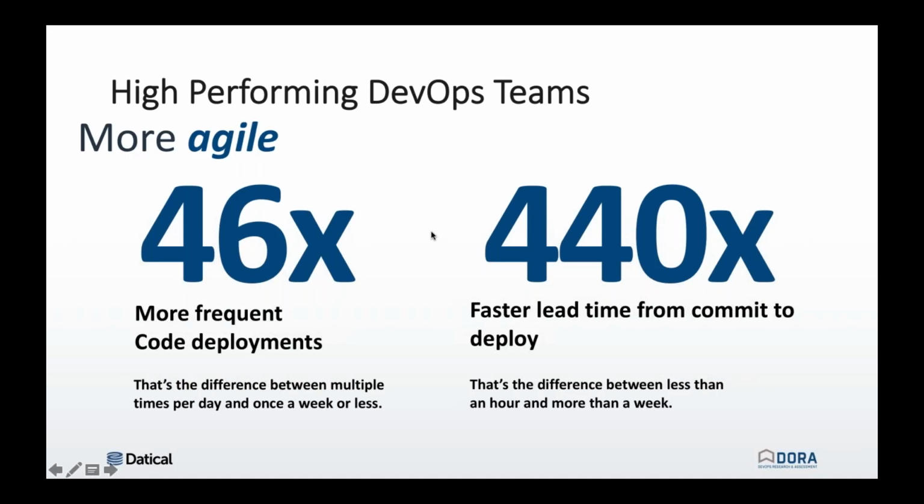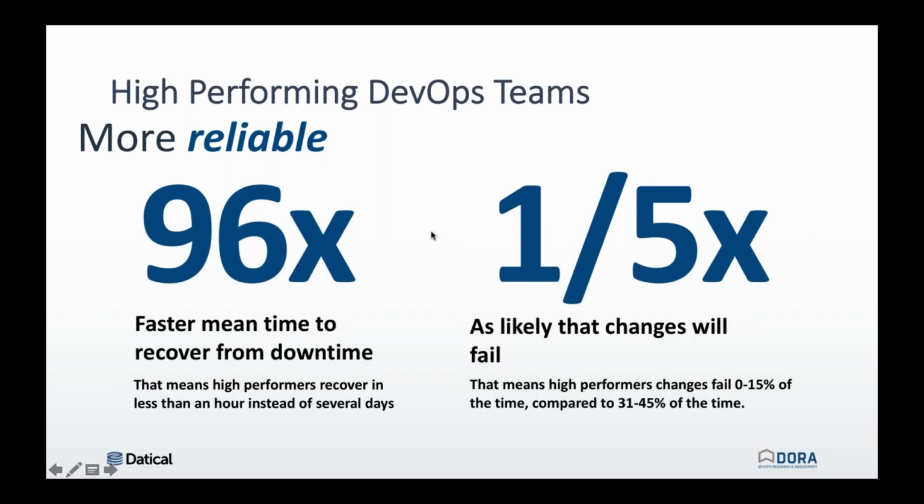Now, as I said, they go together. It goes together with stability. So high performing teams, we see 96 times faster MTTR. This one makes me cringe. High performers recover in less than an hour instead of several days. There are companies out there that are still down for days at a time. Now, we also see that high performers are one fifth as likely to have their changes fail. So again, it all comes together.